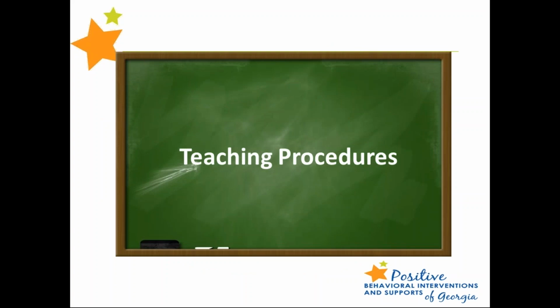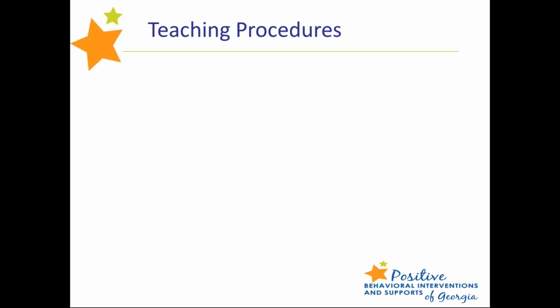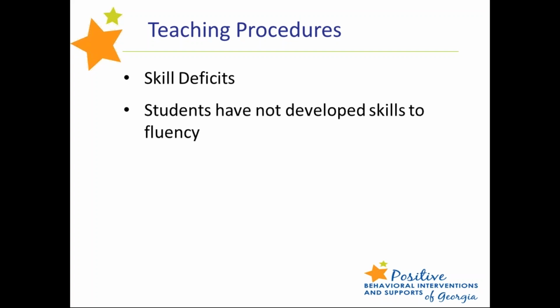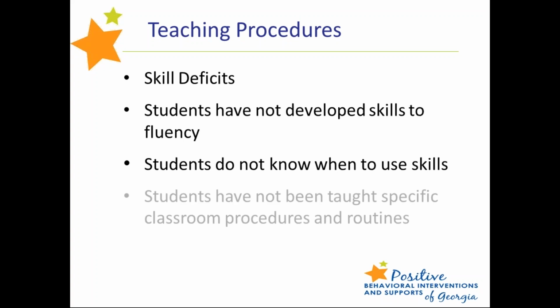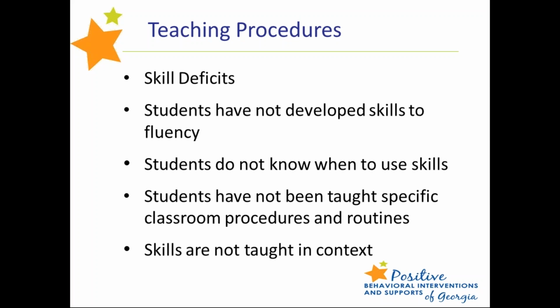Now that you've developed your classroom matrix, we will start to focus on teaching procedures. Behavior errors often occur because students do not have the appropriate skills, or they have skill deficits. Students have not developed skills to fluency. Students do not know when to use skills. Students have not been taught specific classroom procedures and routines. Or, skills are not taught in context.